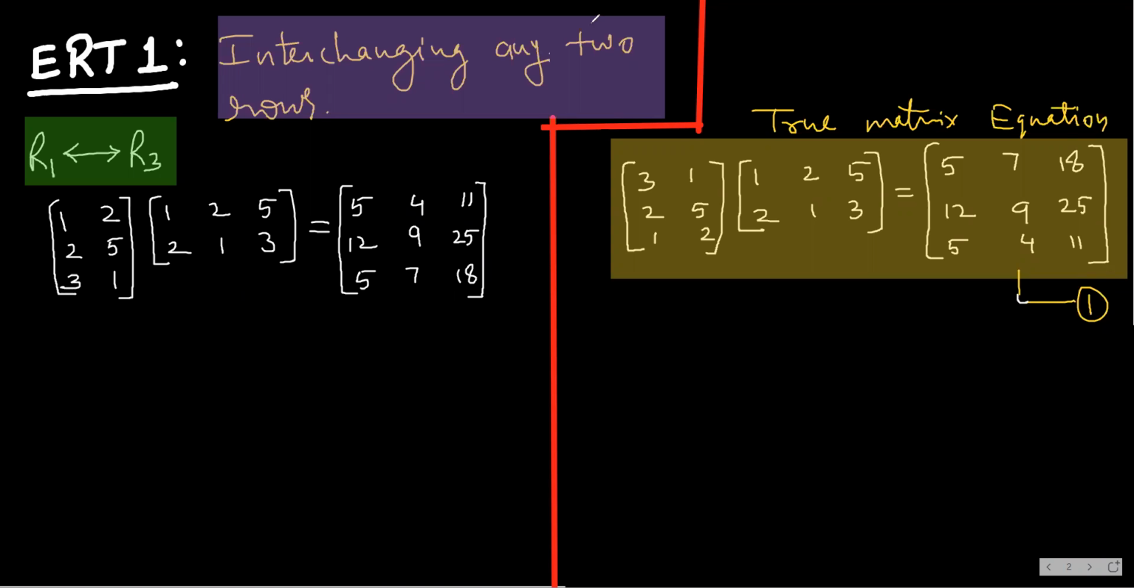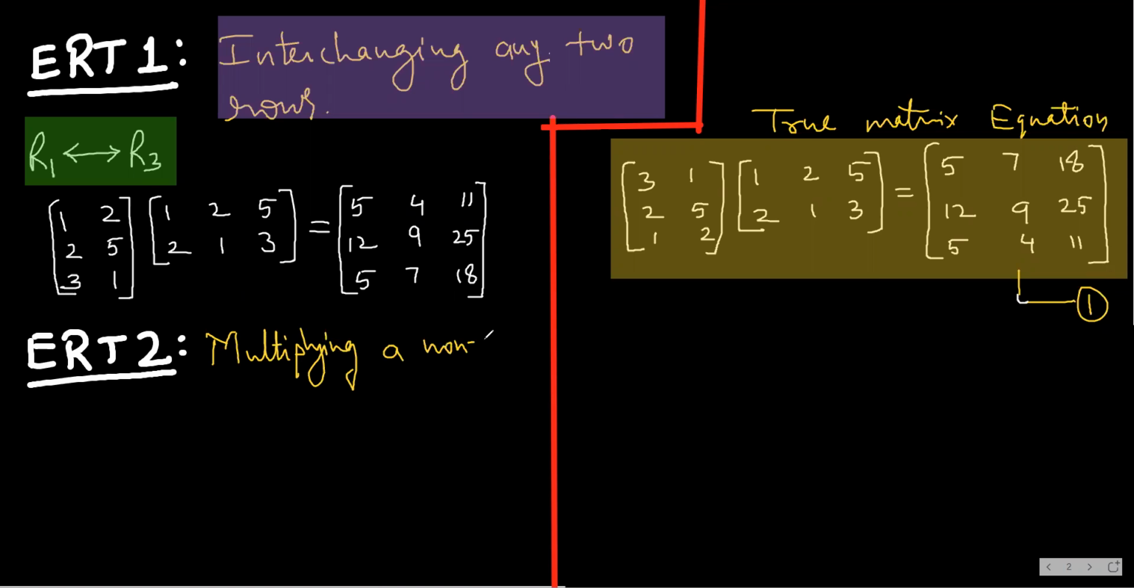So the next one we have, students, is ERT2. And see what ERT2 is. ERT2 is multiplying a non-zero scalar. Non-zero scalar. Scalar means a number. That's it. What is a scalar? It is a number.